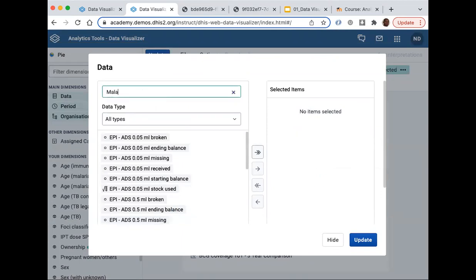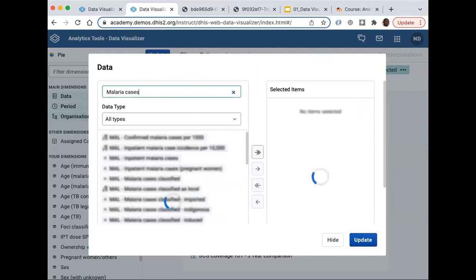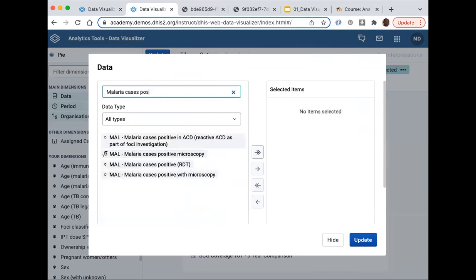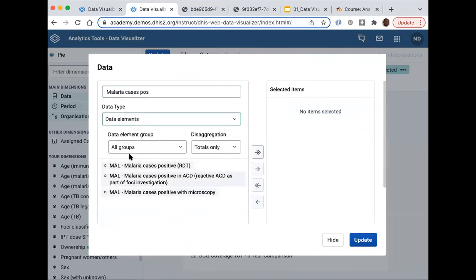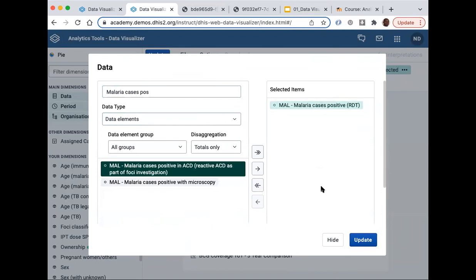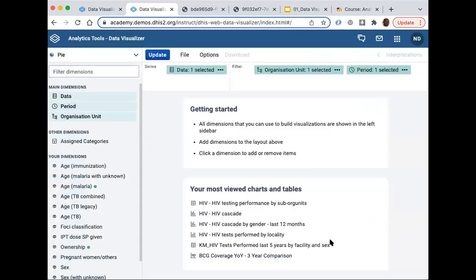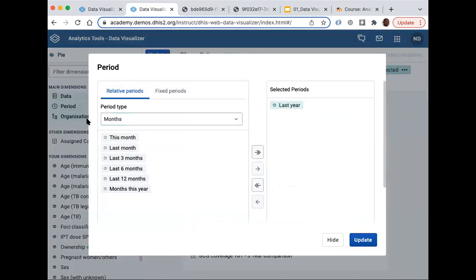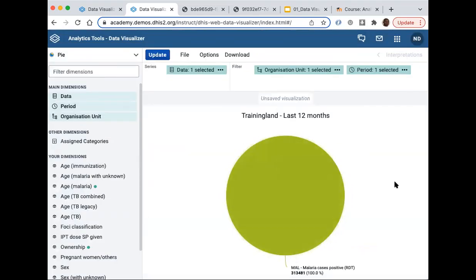So again, I can search here: malaria cases positive with RDT testing. I said this is the raw data, it's the data element. And again, I can filter down to make sure that I'm dealing with the data element. So this is the one I'm looking for, so I double click that. I have selected that. And for the period, we want to look at the last 12 months. So I wrote the period, last year, I put last 12 months. I hide it.